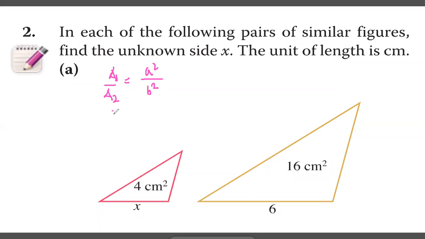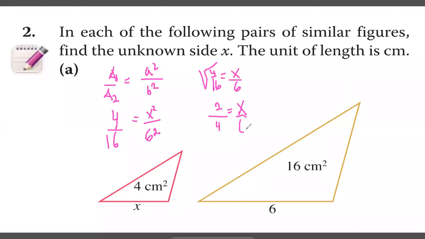Okay, so 4 over 16 equals x squared over 6 squared. To remove the square, we do the inverse of square, which is square root. So square root of 4 over 16 is equal to x over 6. So 2 over 4 is equal to x over 6. For x equals 12, so x equals 3 centimeter.